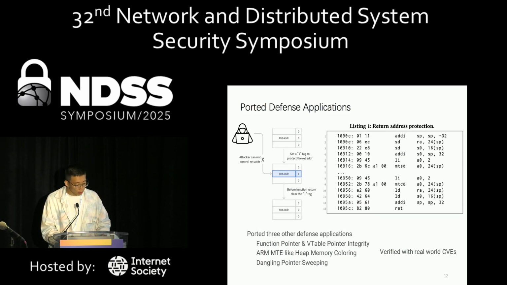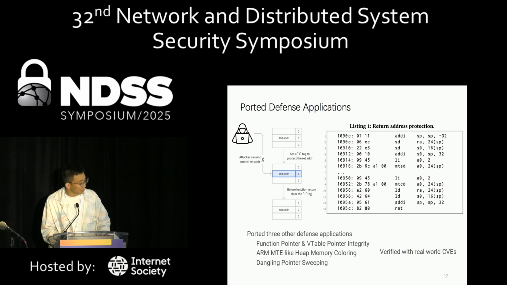We ported multiple defense applications to CCTAG. Here I'll use the return address protection as a simple example. At the function prologue, after it stores the return address to the stack, it sets a 1 tag on the saved return address. This effectively blocks unauthorized memory access. And before the function returns, it clears the tag, and then the function can read it and then return.